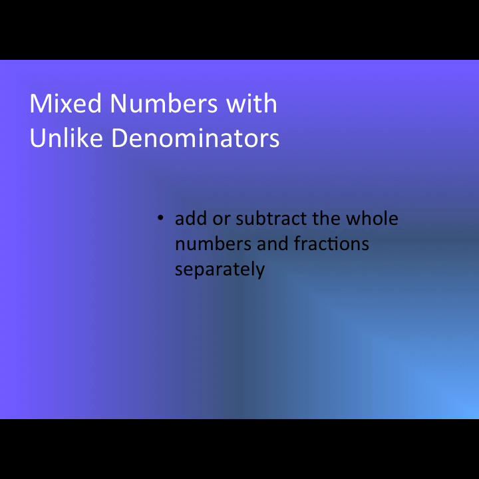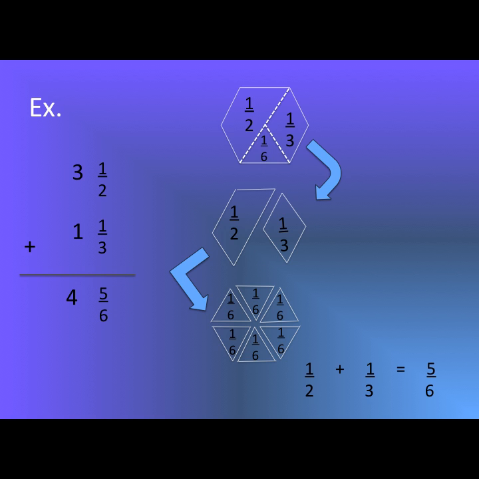For mixed numbers with unlike denominators, you have to add or subtract the whole numbers and fractions separately. An example of this would be 3 1/2 plus 1 1/3. The answer is 4 5/6, and you can use shapes to help you solve this one. Again, 1/2 of a hexagon plus 1/3 of a hexagon leaves you with only 1/6 of the hexagon left that is not shaded in.